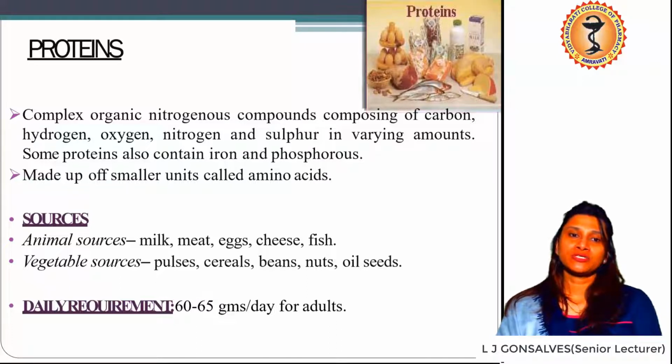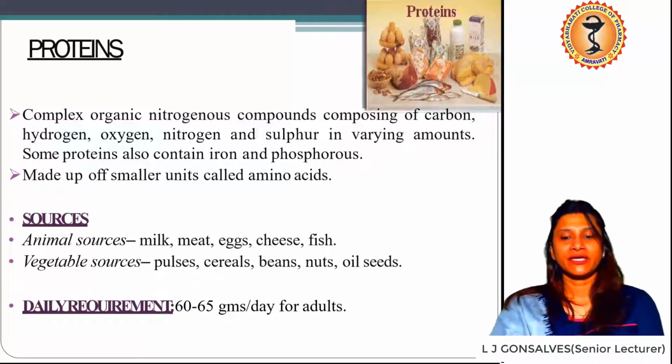There are two main sources which can provide proteins to our body. The first source is animal sources and the second is vegetable sources. Animal sources include milk, meat, eggs, cheese, fish, etc. Whereas vegetable sources include pulses, you can say beans, then nuts, oil seeds, cereals, etc. The daily protein requirement for an adult is 60 to 65 grams per day.